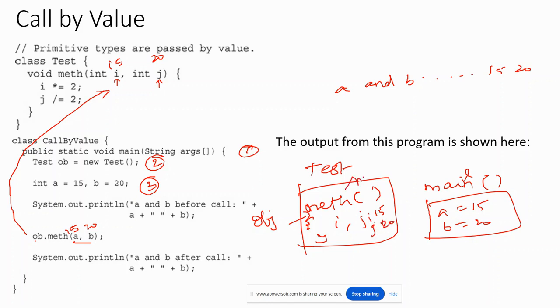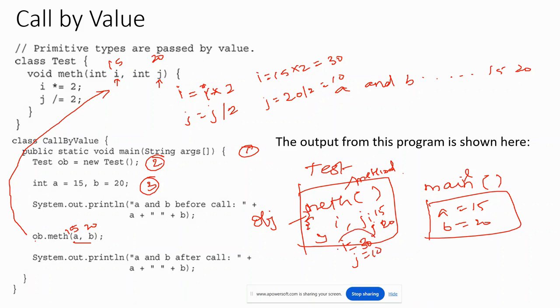So this is a method. Main is also a method. i and j are local variables for meth, and a, b are local variables for main. Now see here, what operation have we done? i equal to i star 2, j equal to j divided by 2, right? So i is 15, so 15 into 2 is 30, which is stored in i. j equal to 20 divided by 2, so it is 10. The values 15 and 20 are now changed to 30 and 10.